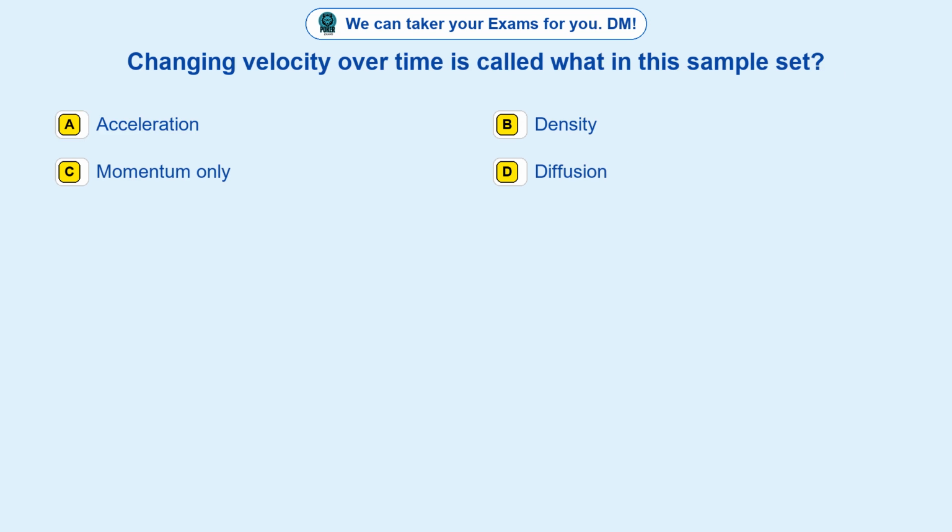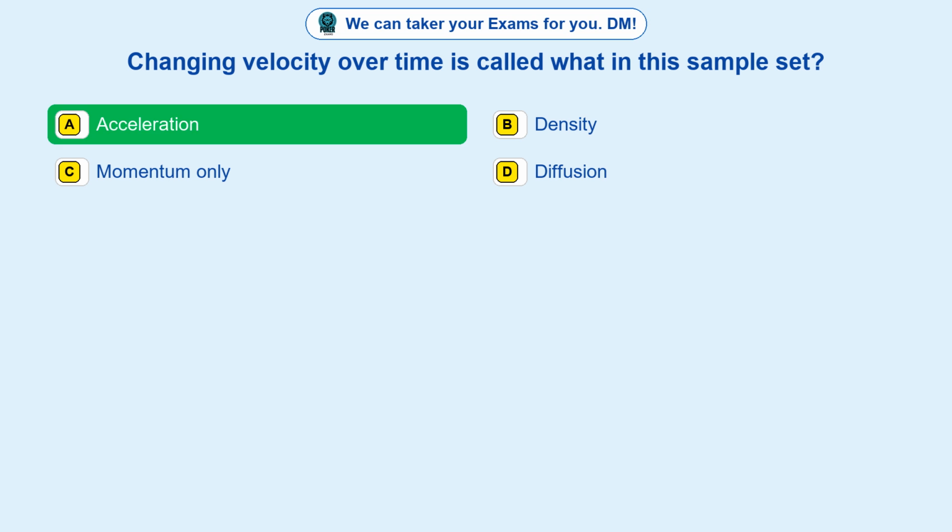Question 56. Changing velocity over time is called what in the sample set? Option A, acceleration. Option B, density. Option C, momentum only. Option D, diffusion. The correct answer is option A.